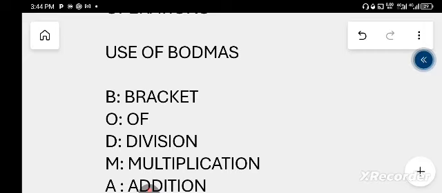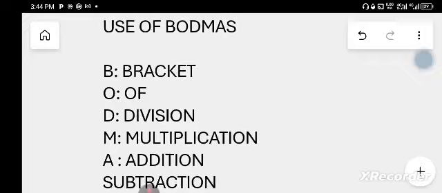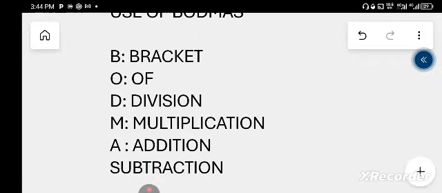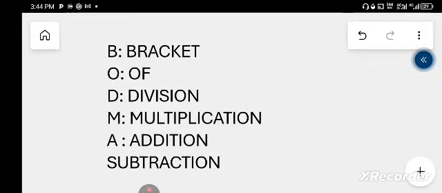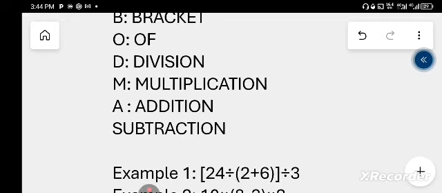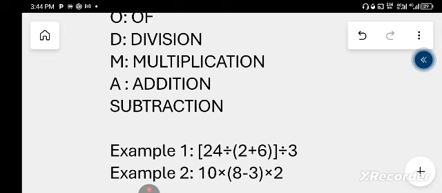Before I take you through some examples, I would love to tell you the full meaning of BODMAS. As you can see on the screen, B stands for bracket, O is of, D is division, M is multiplication, A is addition, and S is subtraction.